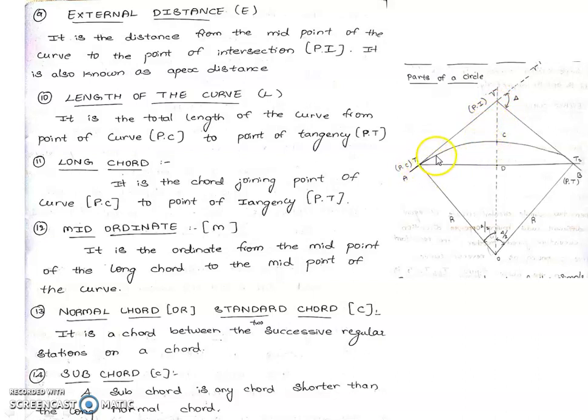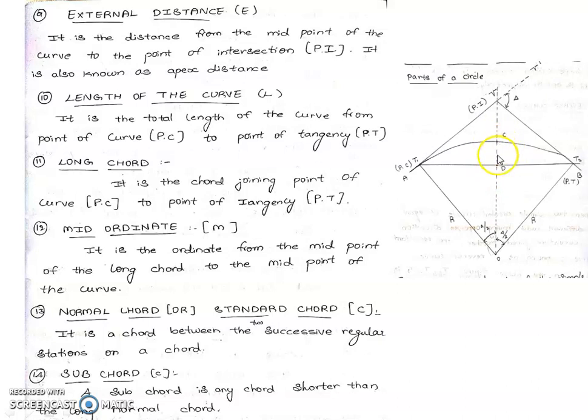Next is length of curve. The total length of curve from point of curve to the point of tangency is called the total length of curve. Next, long chord. The chord joining the point of curve to the point of tangency is called the long chord. Mid-ordinate is the ordinate from the midpoint of the long chord to the midpoint of the curve. This is mid-ordinate.